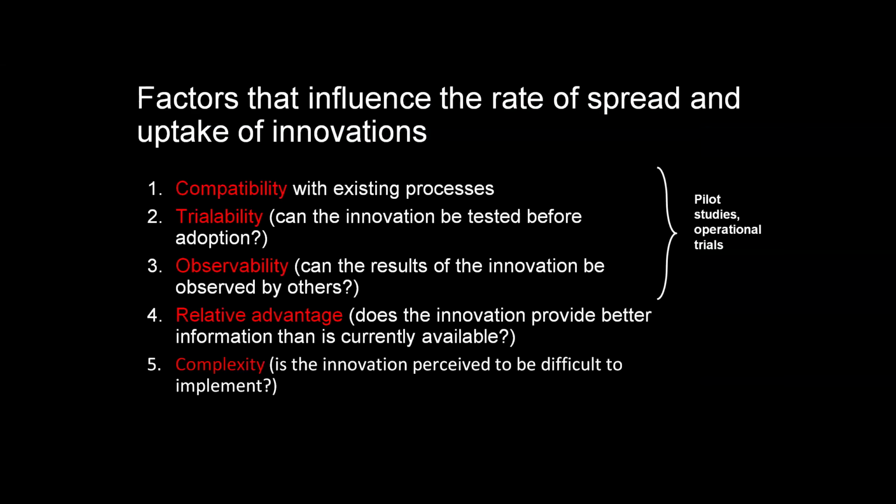Compatibility, trialability, and observability have all been demonstrated through numerous pilot studies and operational trials conducted throughout Canada over the last 10 years, some of which have been published in the peer-reviewed literature. Relative advantage is much more difficult to characterize because we often don't know quantitatively what the performance benchmark is for our current existing inventories. Several cost-benefit analyses have been done, perhaps 3 in the whole country, but they're not widely shared or widely available in the community.